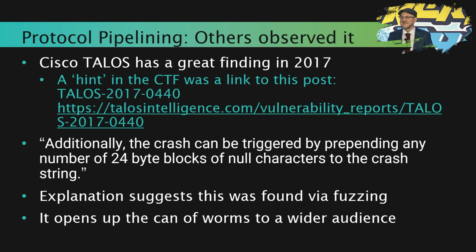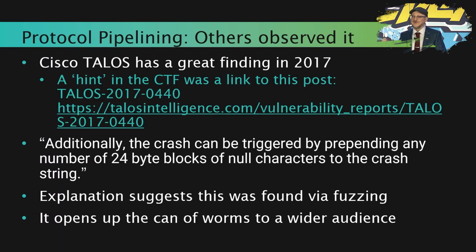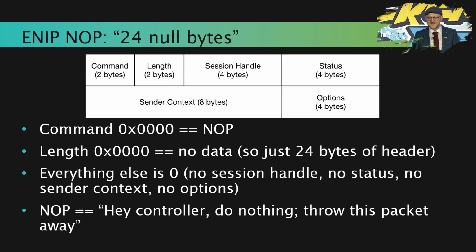So the explanation to me, I don't know. I see Joe in the audience. I don't know if Jared is here, but Jared maybe can answer this question. Maybe Joe can too. But I sort of got the suggestion, at least from the write-up, that it was found via fuzzing, this whole 24 null byte sequence. But what this really is, is request pipelining. So what's going on here?